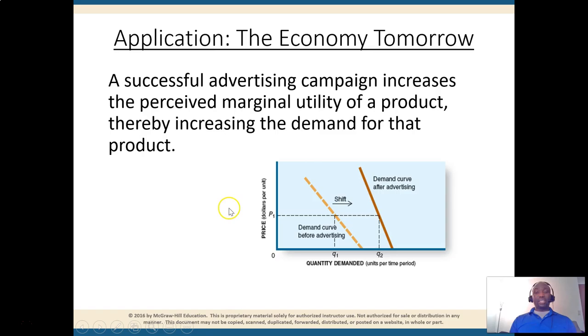For an advertising campaign to be successful, it has to push people to buy more. Because when you advertise your good and a lot of people start buying, then the demand shifts here. So that's what this is. We saw in chapter 3, a shift of the demand means something is changing other than the price. The price is fixed here, but something else is pushing customers to buy, like those advertising campaigns. And that's the same thing here.